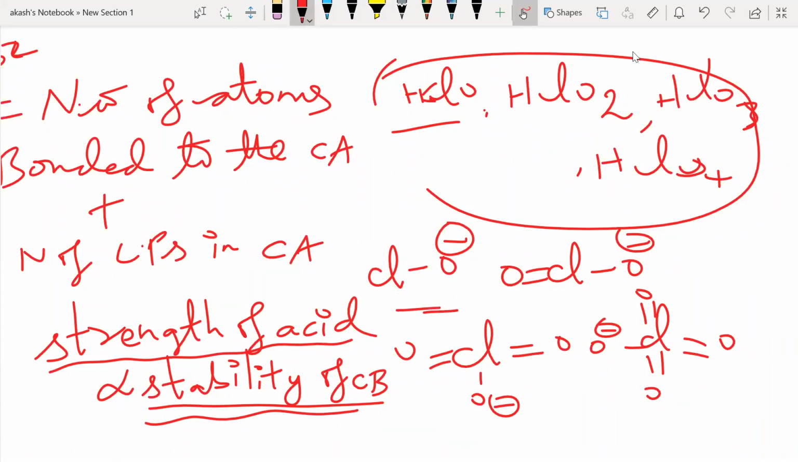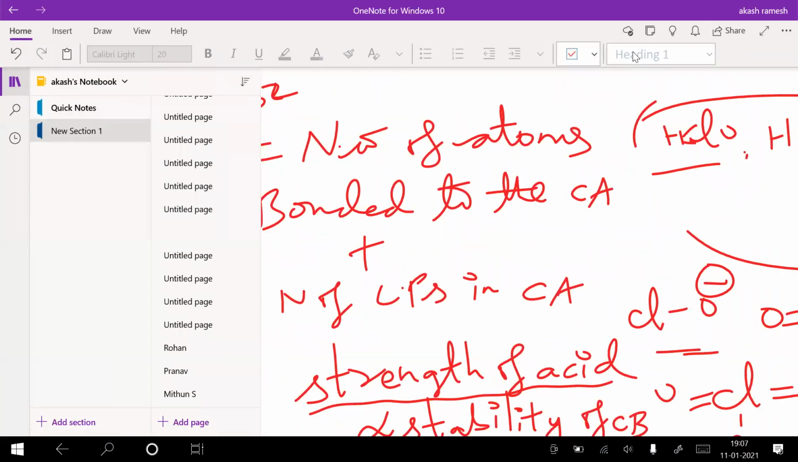Don't give me a reason. Just tell me yes or no. I'm just checking the chat box also. I want everybody to participate. In ClO minus, is resonance possible, yes or no? Quick, guys, we don't have time. We have a lot of fascinating stuff to see. Quick. It's just a guess. You don't have to think so much.